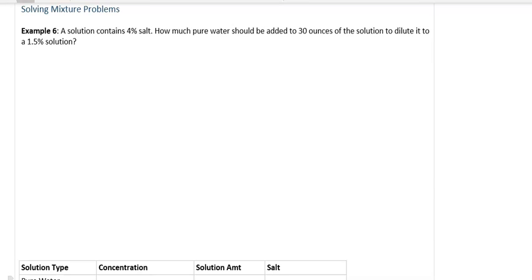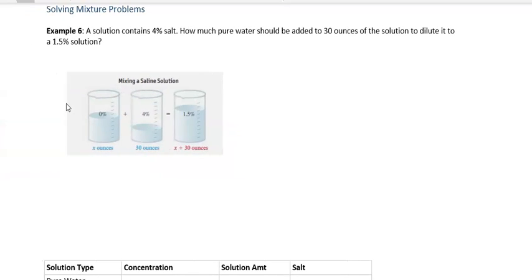So it starts out at 4%, it goes down to 1.5% by adding water. You can't really take the salt out to make it less, you have to add water. So think about what this is going to look like, and I have a picture here that we can look at.